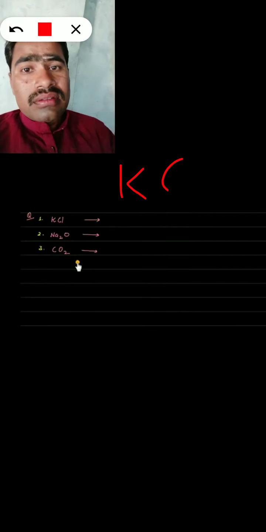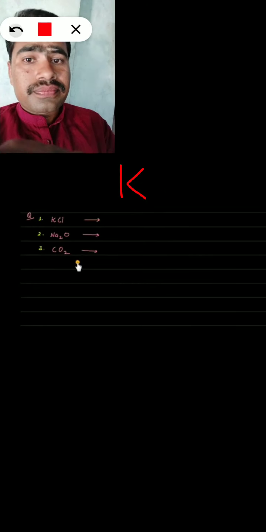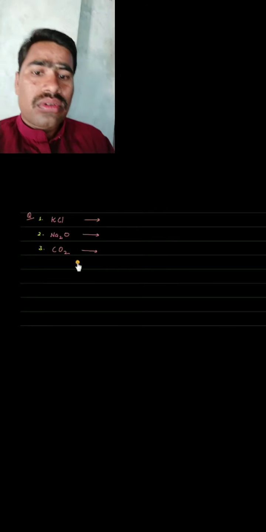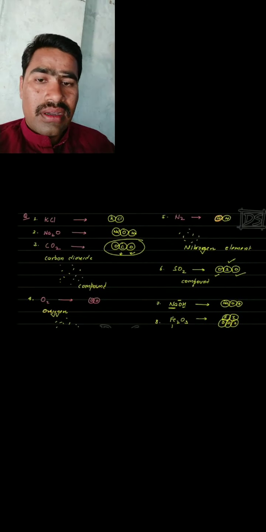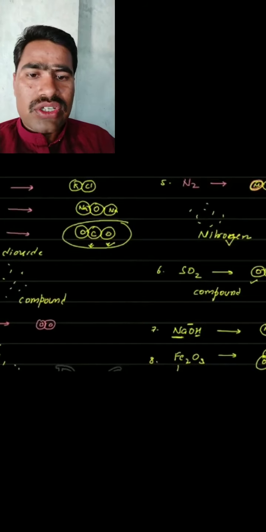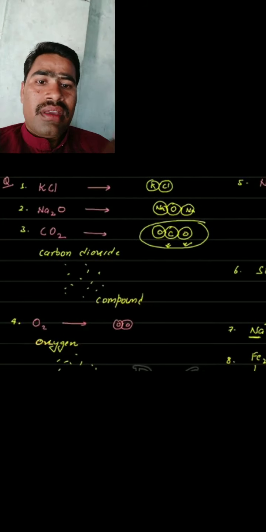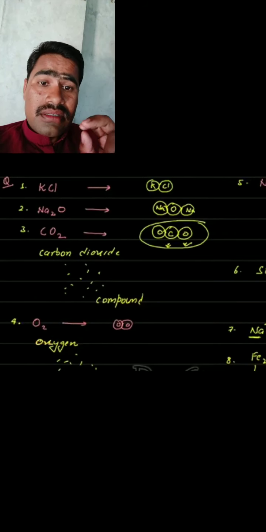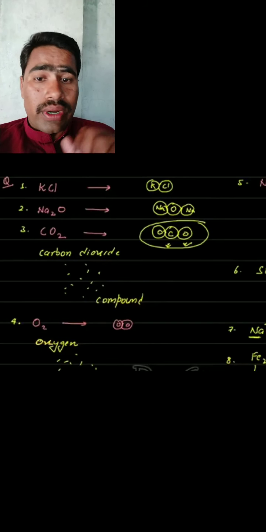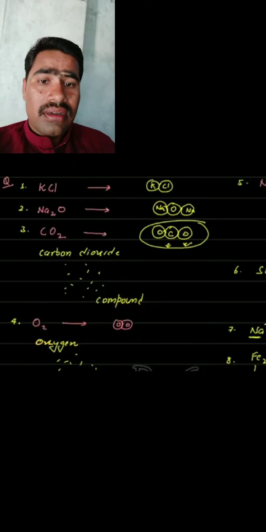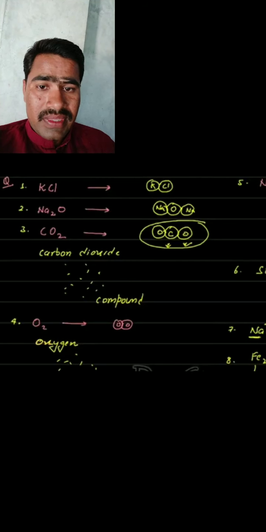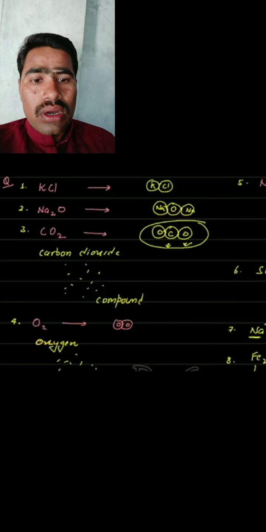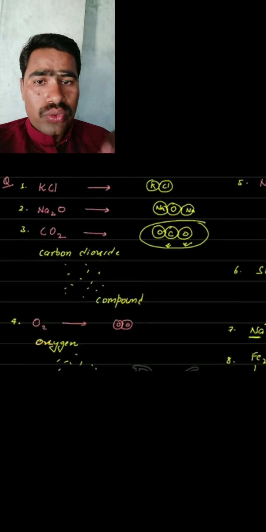Now, how to identify the atoms present in this potassium chloride? If you see, potassium chloride has two elements in it, that is potassium and chlorine. So by combination of potassium and chlorine, potassium chloride is formed. Second example, sodium oxide, Na2O. How is it formed? One oxygen atom and two sodium atoms.